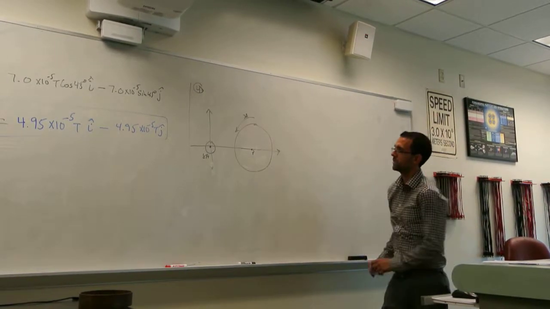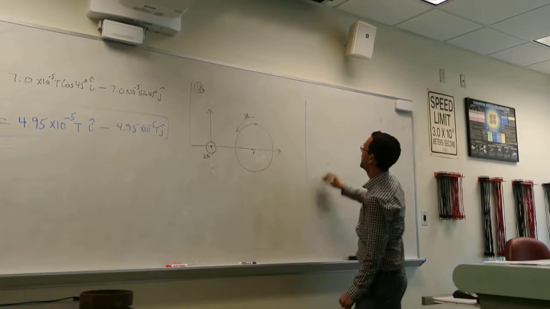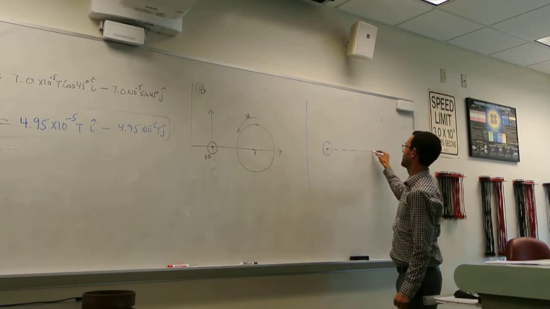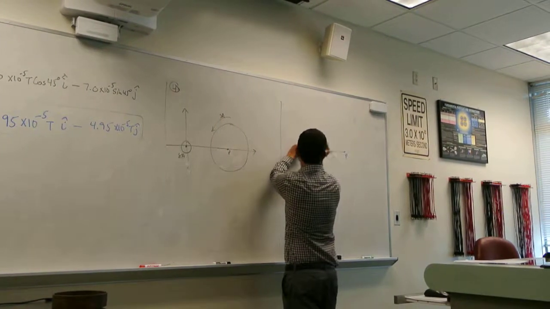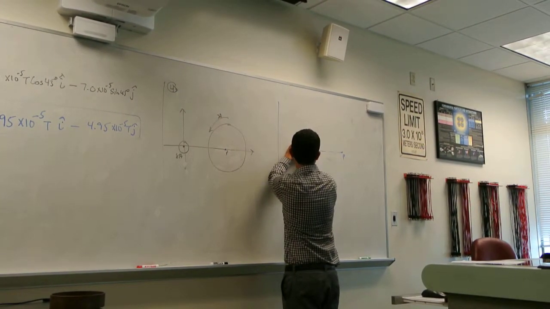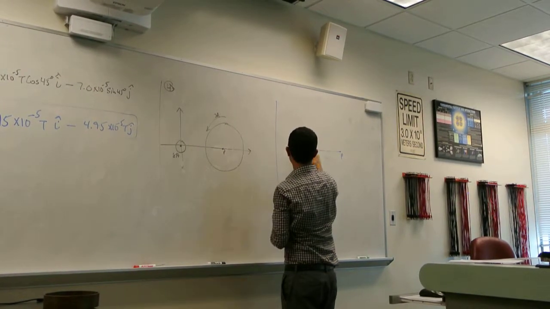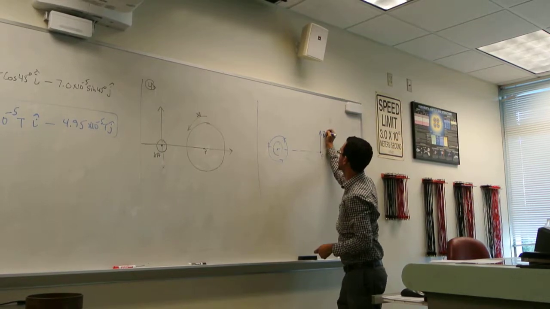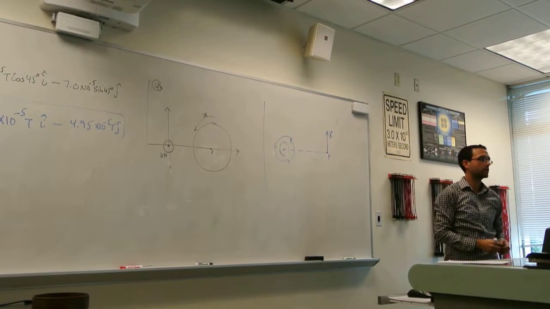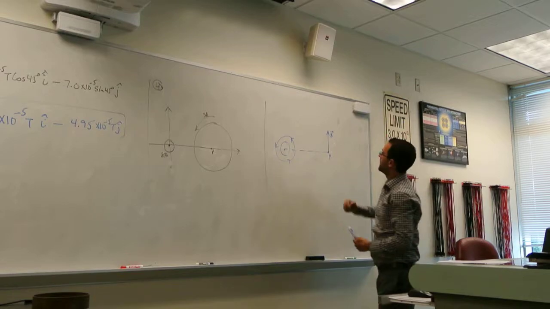Let's first find that. Okay, so first off I'm going to use superposition. So I'm going to do this guy first. Okay. So, current's coming out. Which way am I curling? Counterclockwise. So does everybody agree that that immediately means that my magnetic field should be up? Does everybody agree? Alright, that's B1.